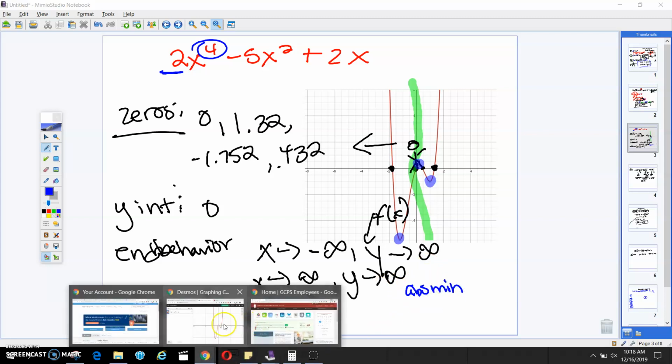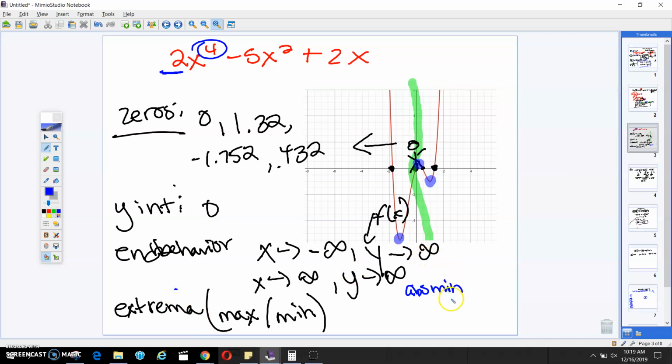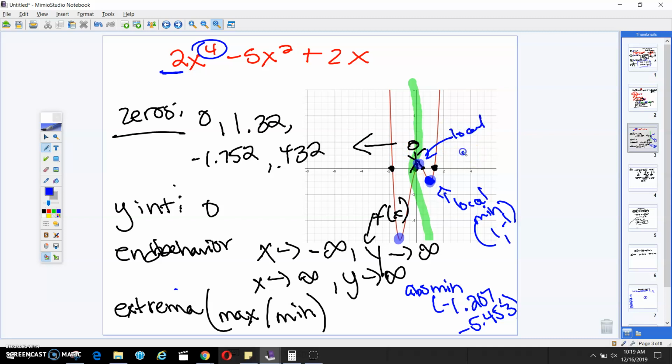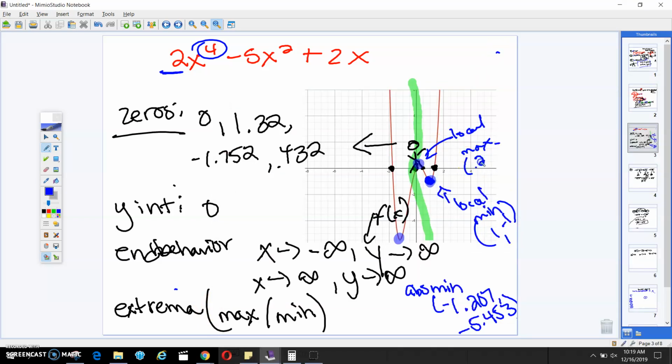Okay, so there's going to be an absolute min. And I would use my graphing calculator for this because I'm not going to calculate it. So that's going to be negative 1.207, comma, negative 5.453. Okay. This one right here, this is a local minimum, and it's at 1, comma, negative 1. We do have one more extreme value. It's up here. That's going to be a local max. And the number for that is 0.207, comma, 0.203. Yeah, there's a lot.